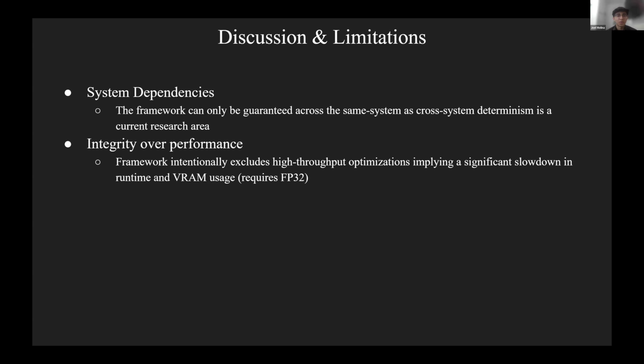Another consideration is integrity over performance. The framework intentionally excludes everything from high-throughput optimization, maximum VRAM usage, because we're using floating point 32. And in practice, past this paper, I have run this on a real system, and this is a real valid constraint of the system because the VRAM usage explodes incredibly with no quantization, as well as not a significant slowdown, but depending on the system, there is a reduction or an increase in latency.